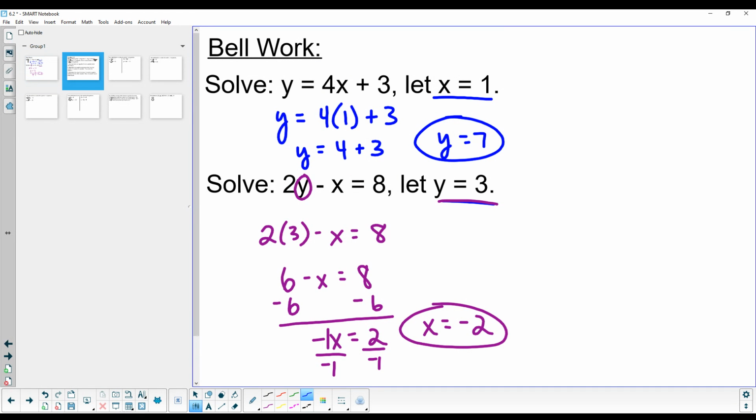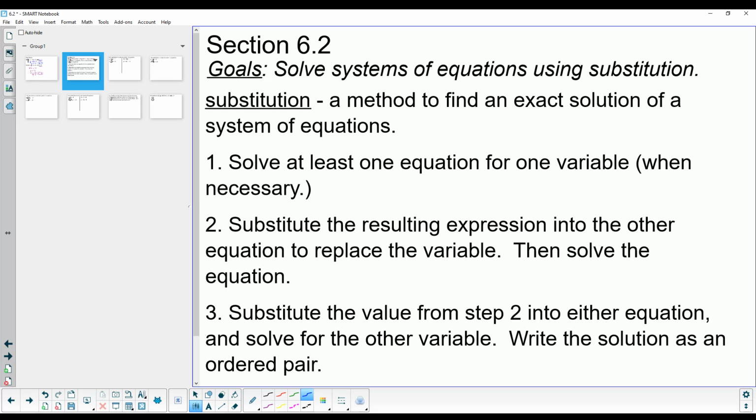Looking at section 6.2, and I am recording this so you guys can go back and watch it if I go a little fast, and there will be a copy of these notes available for you on Canvas. So we're solving systems of equations still, but this time we're using substitution. Instead of graphing them and seeing where they cross, because obviously that's not always ideal, this is a method to find an exact solution of a system without a graph.